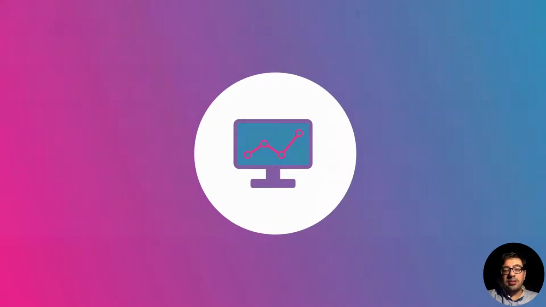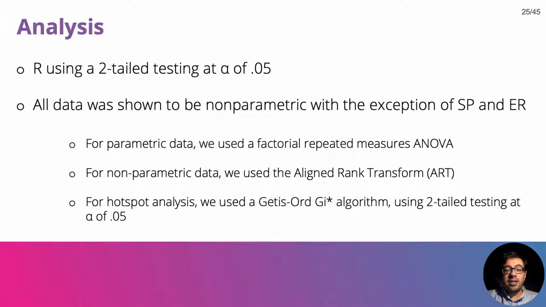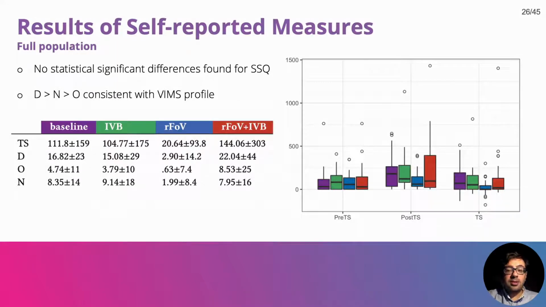Focusing now on the results, analysis was done in R and all data was non-parametric with the exception of spatial presence and experience realism. There was no statistically significant difference between conditions, but the distribution of disorientation, nausea, and oculomotor is consistent with VIMS. The box plot on the left represents SSQ total score before and after the session and the difference between them. Ideally, the latter should be a narrow box plot with the median at 0, meaning that the condition did not cause an increase in symptoms.